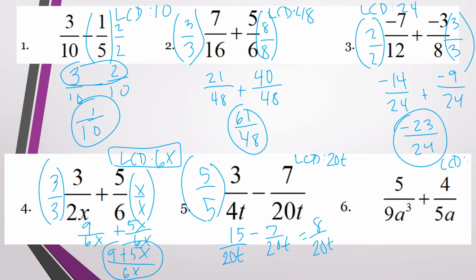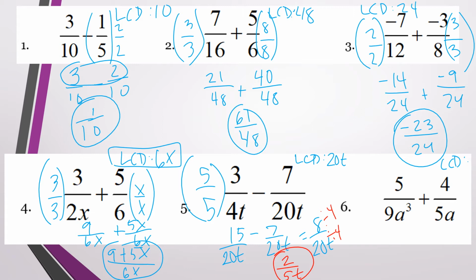Now this one, both of these can be simplified by dividing the top and the bottom by 4. If I divide 8 by 4, I get 2. If I divide 20 by 4, I get 5, and then the t just comes down. So 2 over 5t would be your answer.